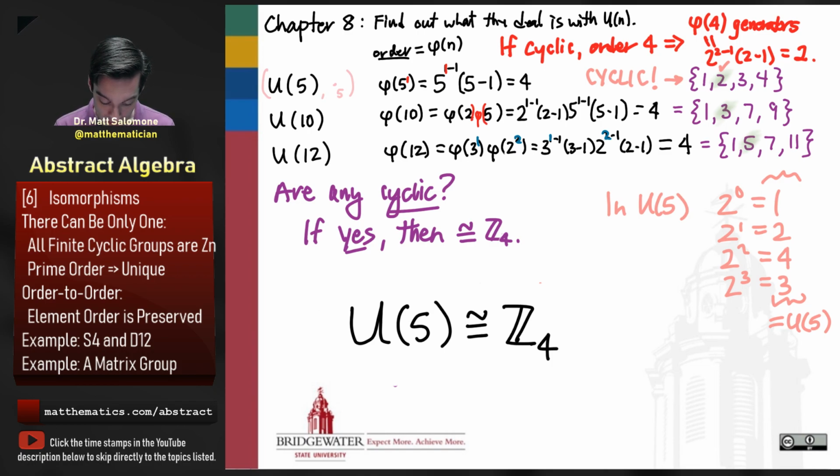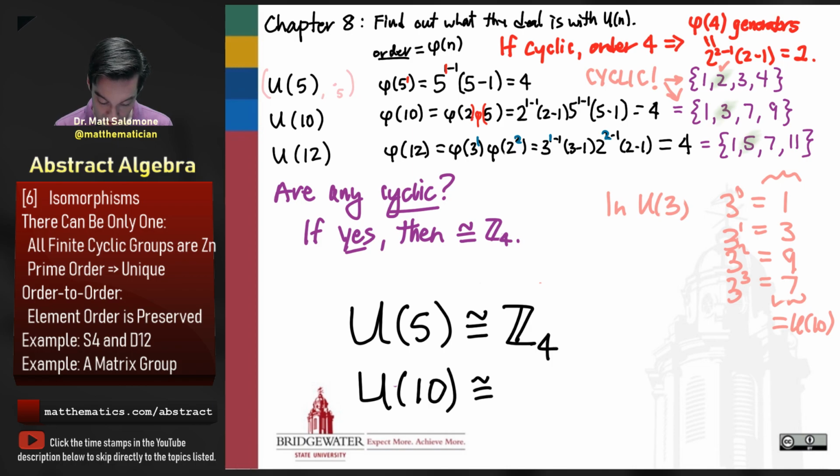Let's check 3 as an element of U10 and see what happens. Does 3 have the power to generate all the elements of U10? 3 to the 0 is 1, 3 to the 1 is 3, 3 to the 2 is 9, which mod 10 is still 9. I multiply 9 times 3, which is 27, mod 10, which is 7. And sure enough, we find out that U10 is also a cyclic group of order 4. And therefore, by our Highlander theorem, U10 is isomorphic to Z4.